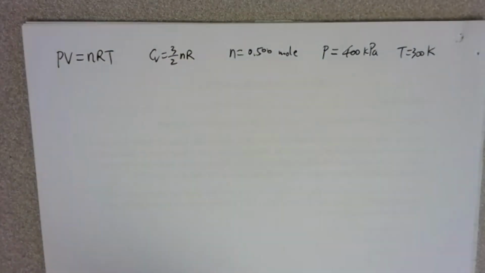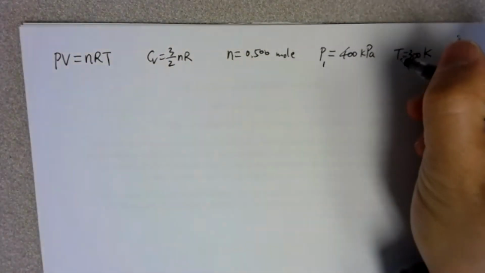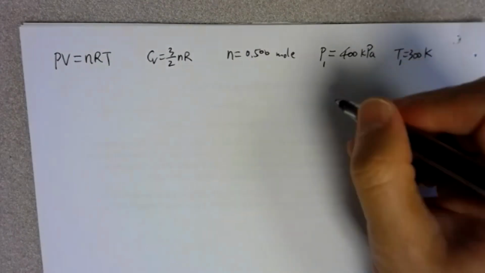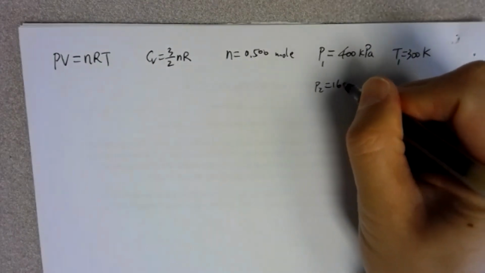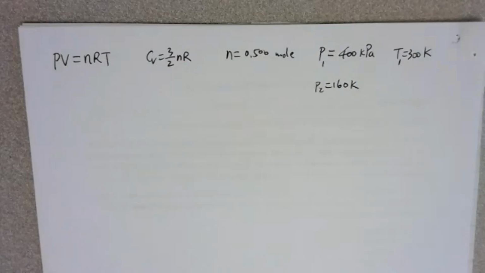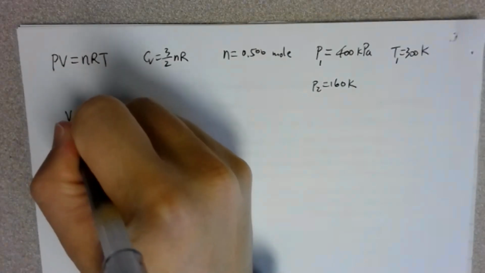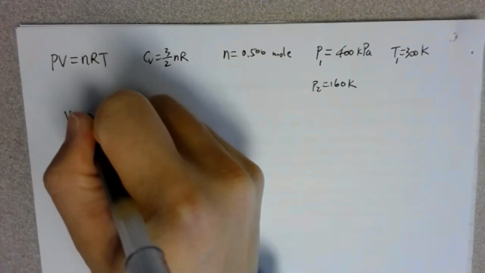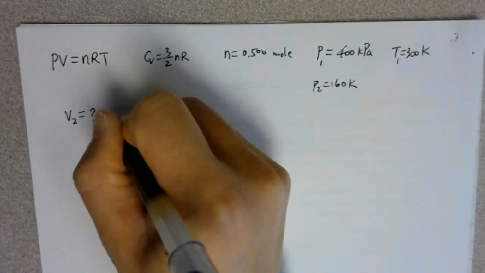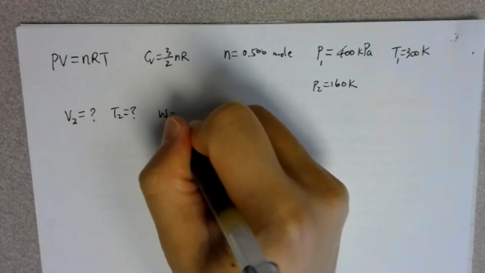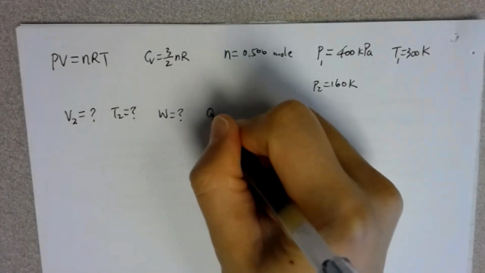So let's call this P1 and T1. And it expands to P2 equal to 160 kPa. Okay. And if it wants you to find what will now be the volume and temperature, the work done by the gas, and the heat absorbed.